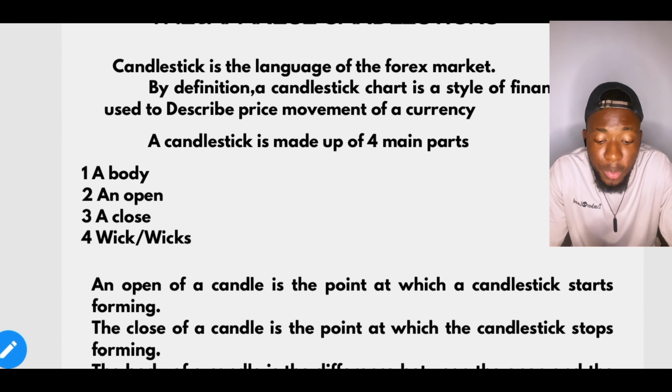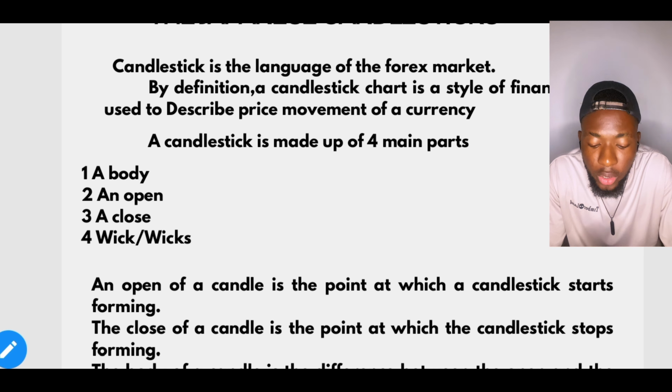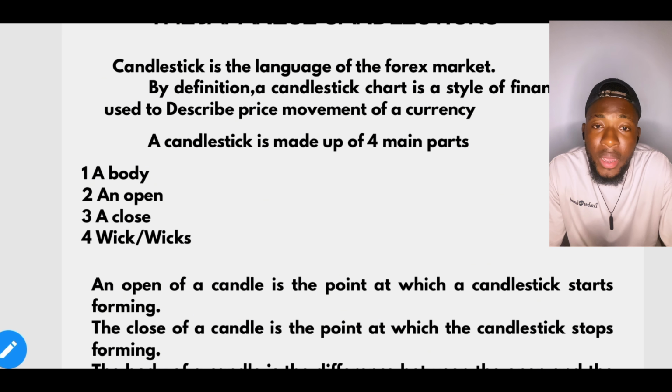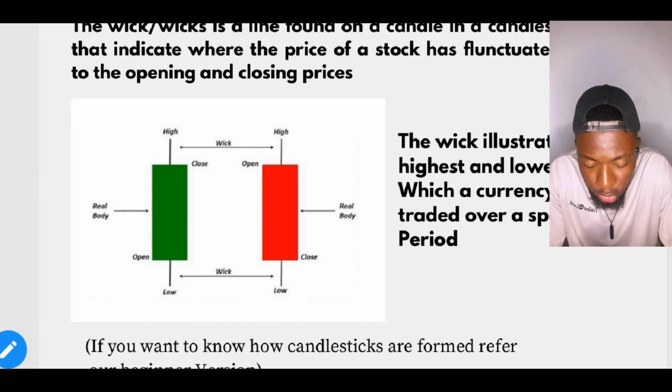A candlestick is made up of 4 parts. It has a body, an open, a close, and wicks. Some people will tell you that the candlestick also has highs and lows, which we are going to see as we proceed. First, let me show you a picture of a candlestick.